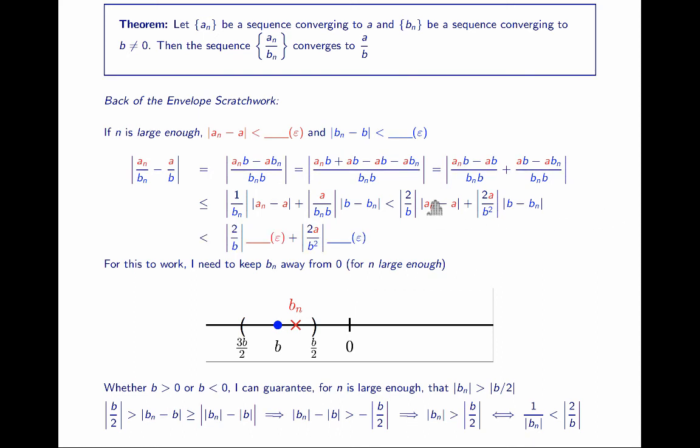Now, remember, I can make this as small as I like. I can make this as small as I like. I've got a blank check because I know that convergence is true. What am I going to fill it in with? Well, I'm going to fill it in with something that's going to give me epsilon over 2 plus epsilon over 2, because that'll give me my epsilon, which is what I need.